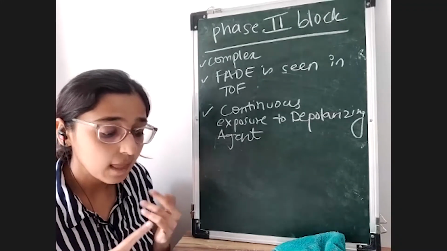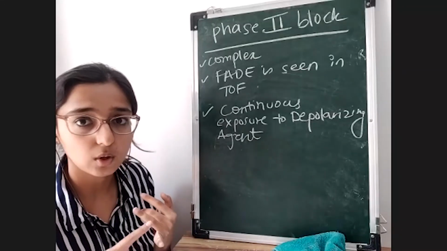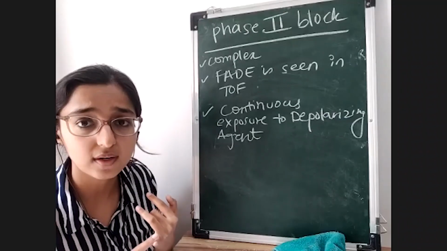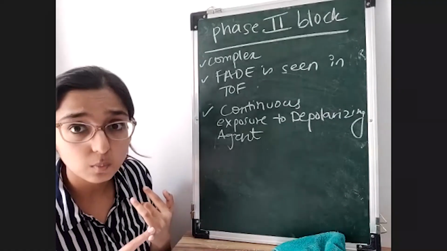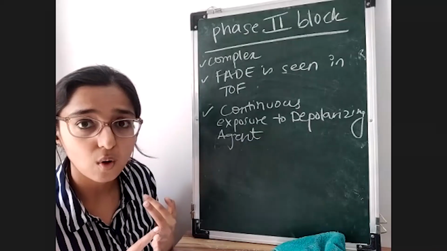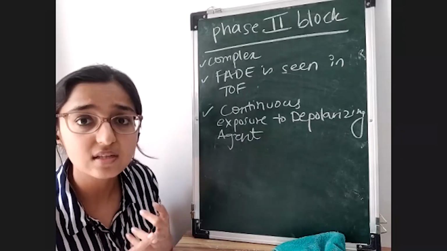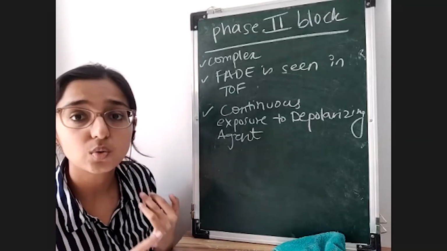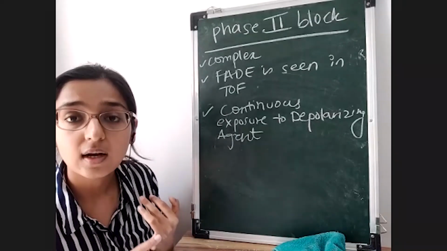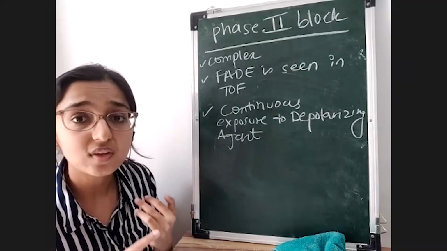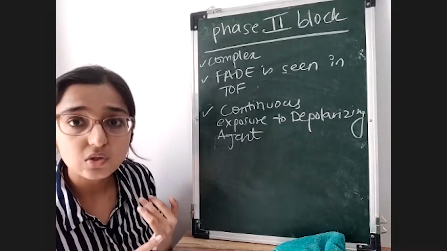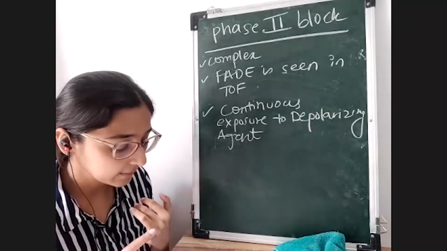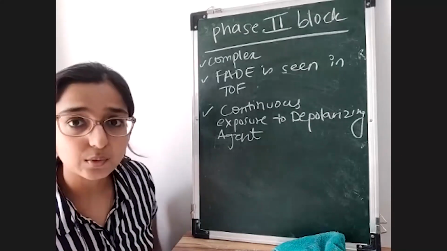All right. Now, what is responsible for causing the phase 2 block? Obviously, we know it is the continuous exposure to the depolarizing agent. All right. So the dose of the depolarizing agent, if it's more, if you're using a very concentrated form, and which depolarizing agent you're using, these factors will determine the occurrence of the phase 2 block. When a phase 2 block occurs, you are not supposed to give a reversal agent. You will see a fade, but it is not recommended that you give a reversal agent to overcome this. All right. So here is where we complete neuromuscular physiology.